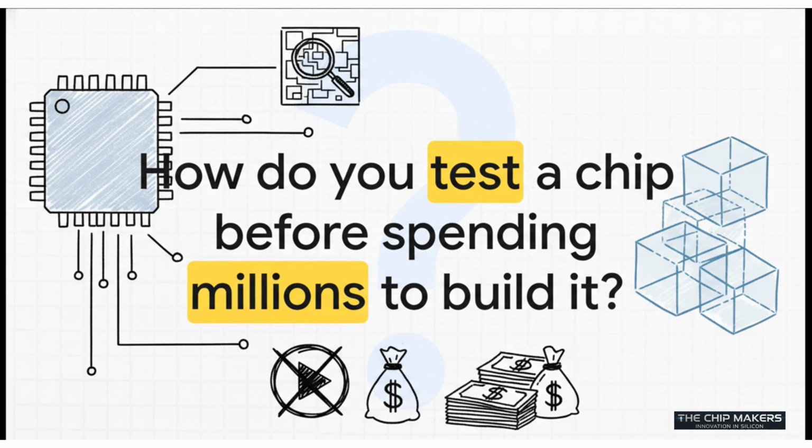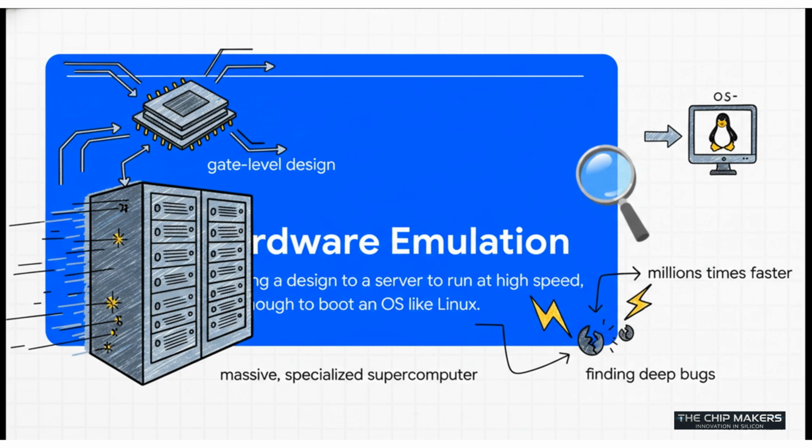Okay, now for a really critical question. You've completed your design, but you haven't actually made anything physical yet. And here's the kicker. Manufacturing a single test chip can cost millions of dollars, so you have to be incredibly sure it works before you press that big, expensive button. So how do you test drive a billion-transistor chip before it even exists? Well, the solution is this amazing technology called hardware emulation.